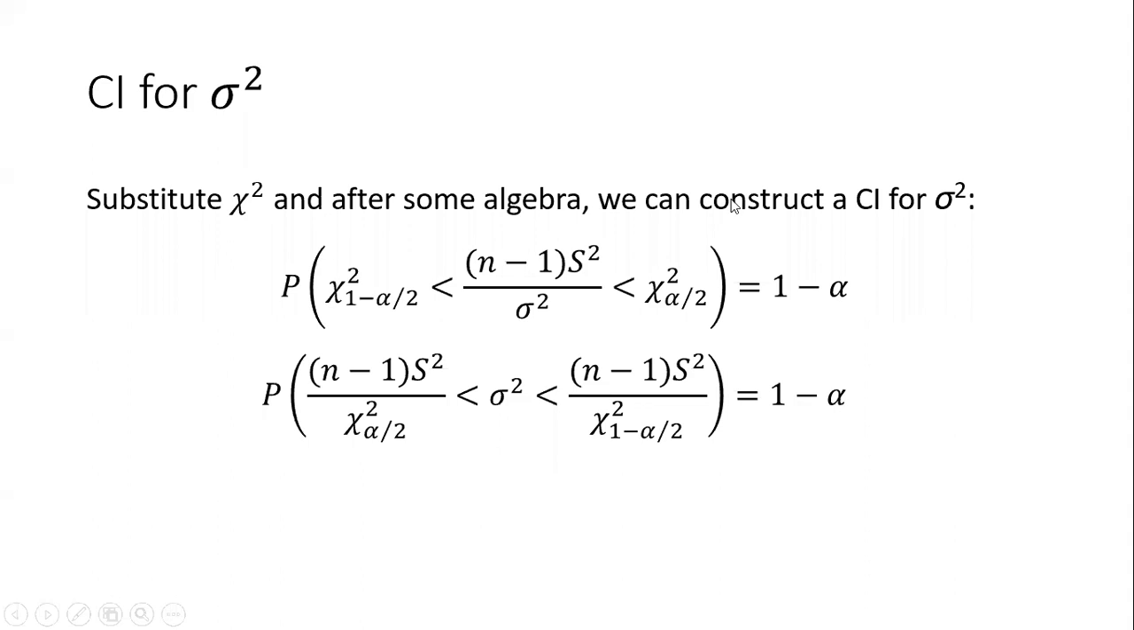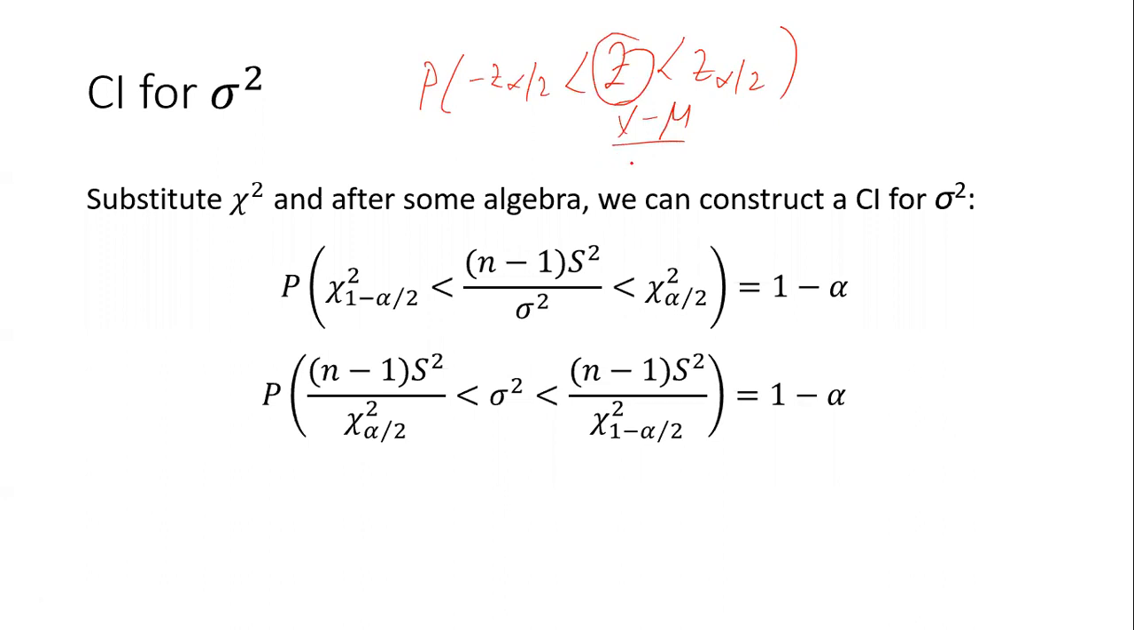Okay, so now we will talk about the confidence interval for sigma square. So remember, I'm just writing the same thing. So what we write for minus z alpha over 2, the random variable z and z alpha over 2. Then we just plug in z, which was x bar minus mu divided by sigma divided by root 10. Okay, I'm just doing the same thing here.